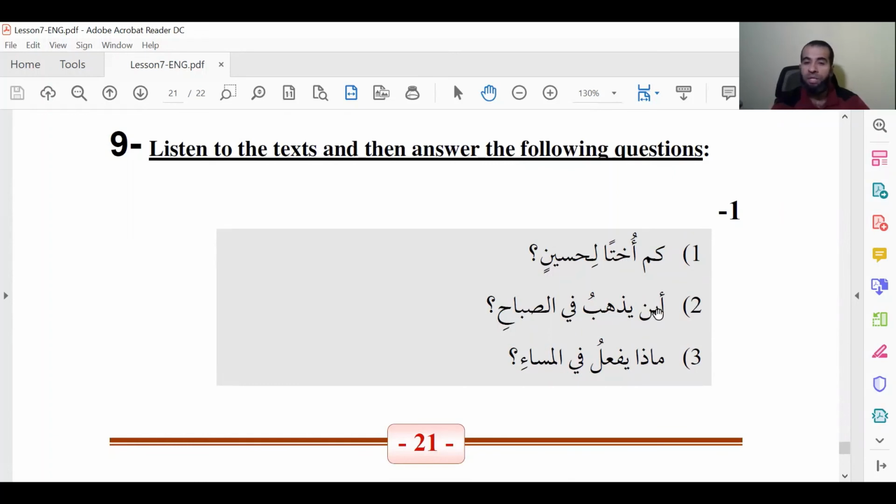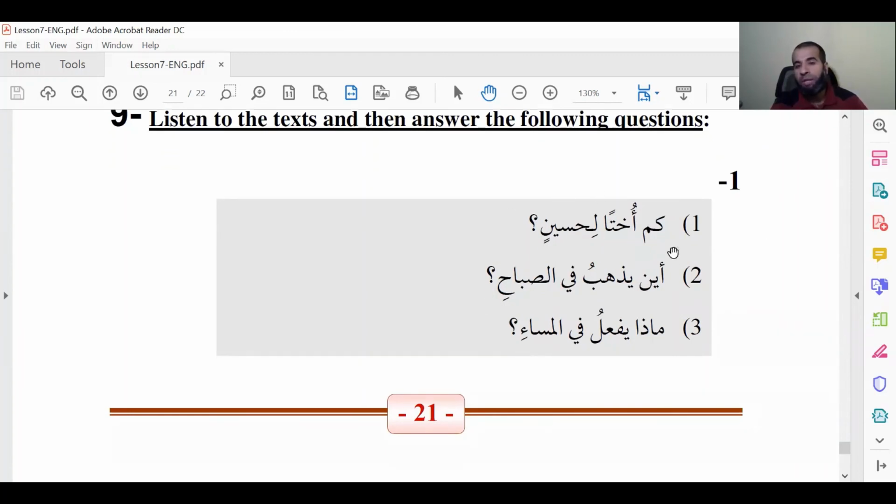The second question is أين يذهب في الصباح؟ أين يذهب حسين في الصباح? To work, to school, where does he go? ماذا يفعل في المساء؟ What does Hussein do in the evening? ماذا يفعل? He goes somewhere, he studies something. So listen now in order to be able to answer these 3 questions. Are you ready to listen?